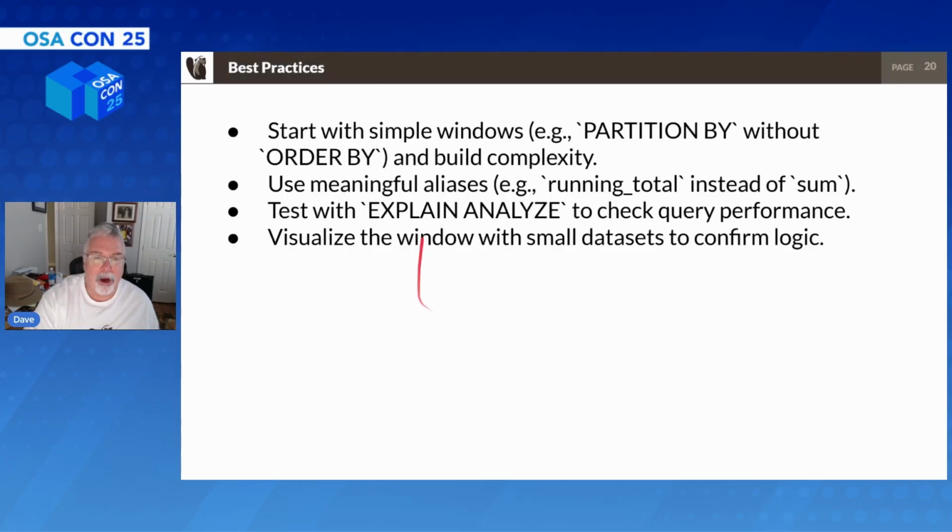Some best practices: start with simple windows, partition by without an order by, and build complexity. When you're doing this, use meaningful aliases. Use running total, don't use the default sum, or don't do as sum. The two reasons for this are it's clearer for someone else reading it, and the second reason is that six months from now when you come back to this query and you don't know what it's doing, it helps you leave yourself clues. Also, if you're having trouble with performance and you know how to run explain analyze, make sure that you have things set up properly on your system and that the indexes are there and everything else you need.